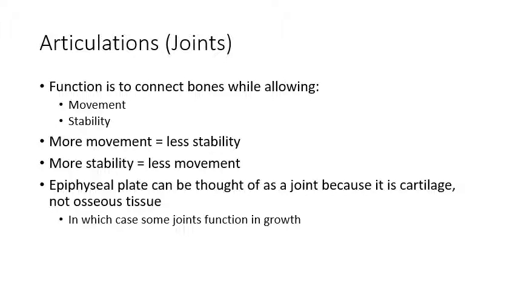From the last chapter, you probably remember the epiphyseal plate, which is the place on a long bone where the diaphysis meets the epiphysis, and you can have longitudinal growth occurring in the long bone at that location. And it's made out of cartilage. So because the epiphyseal plate is made of cartilage and not actual bone tissue or osseous tissue, that means that we can actually think about it as being a joint, and it's actually classified as a type of joint. And if you're including the epiphyseal plate as a joint, then joints have an additional function beyond just connecting bones and allowing movement, which would be to allow bones to grow as well.